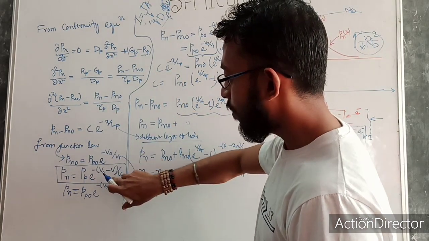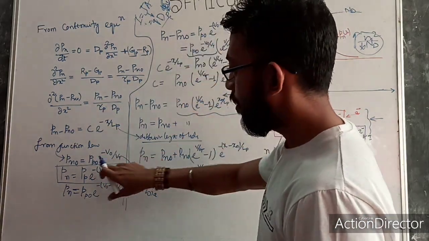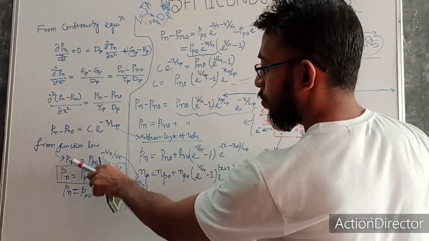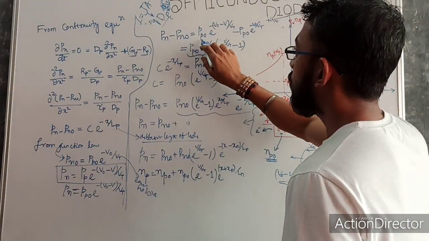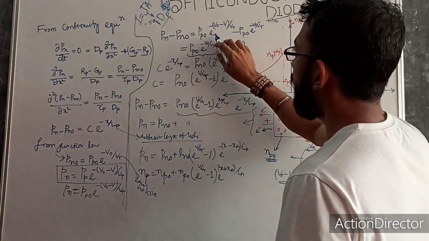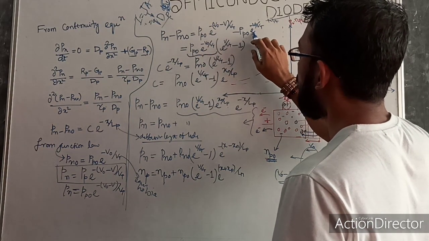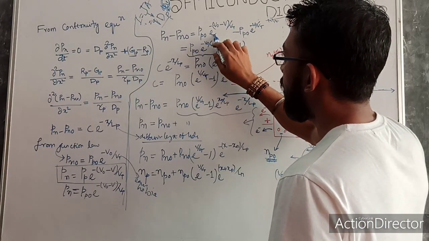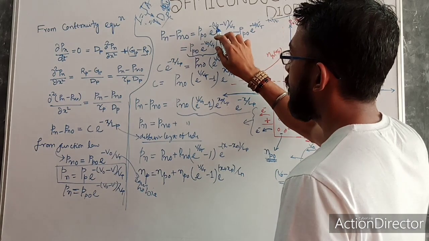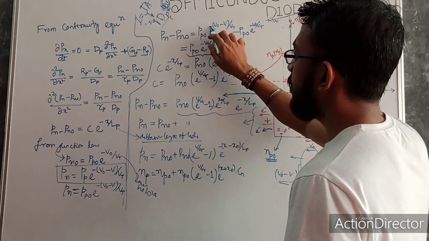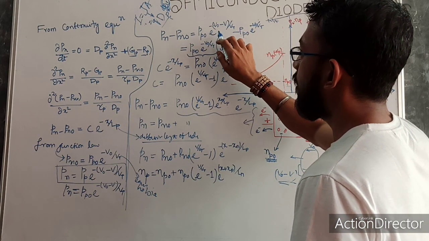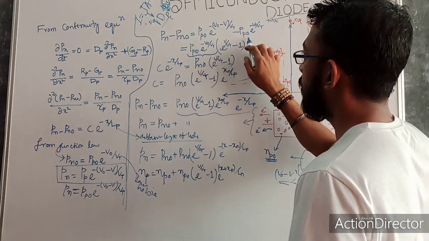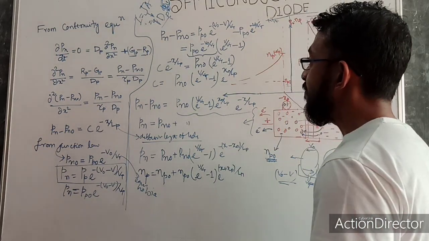Now see, I found this pn. I wrote pn, and my pn naught is nothing but pn naught. From these two values I wrote it here. So I took pp naught common, e power minus V naught upon Vt, taken common outside. So what will remain? Here remains e power plus V by Vt. If I open this one, it becomes e power minus V naught upon Vt into e power plus V by Vt. That's why e power V by Vt is taken common, and from here only one will be left.